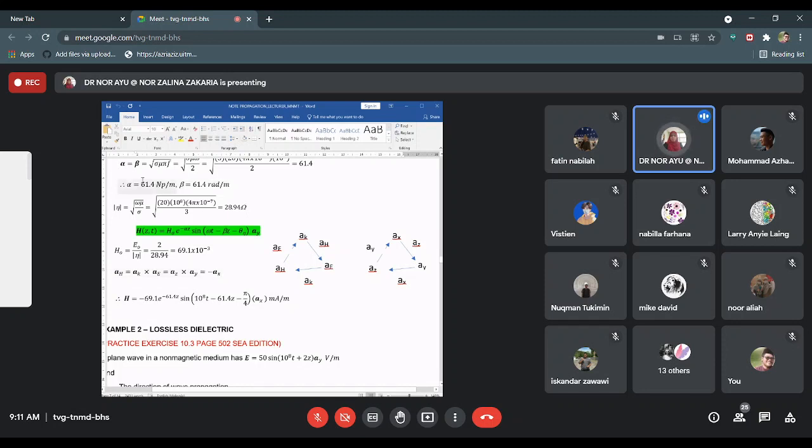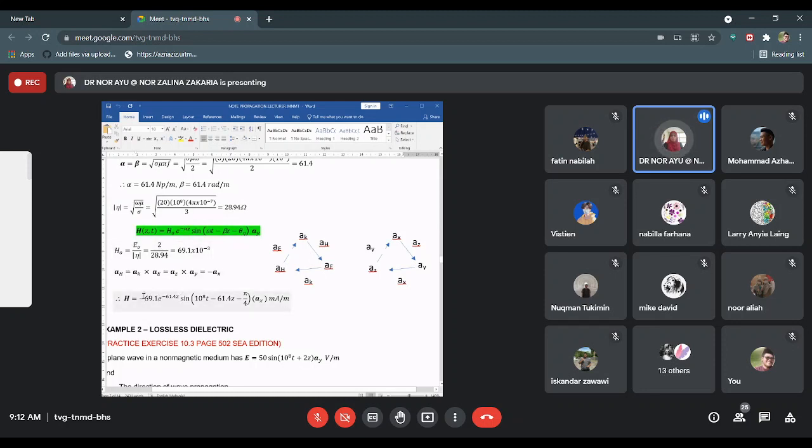Now you substitute all the values. This is your amplitude, which will be 69.1, and then we have e^(-αz). You know what your alpha is; we have already found alpha and beta. So your alpha is 61.4 z. Refer back to this general equation and just write it out again.